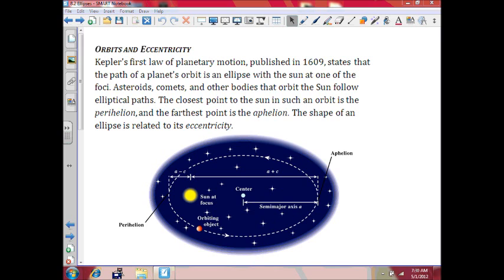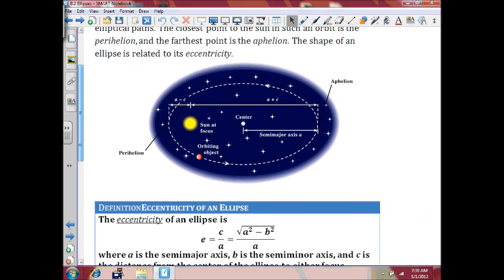So what they're saying then is the semi-major axis A is your aphelion distance. Your semi-minor axis is your aphelion distance minus the distance to the foci is going to be your perihelion distance. We'll get into that in a little bit.